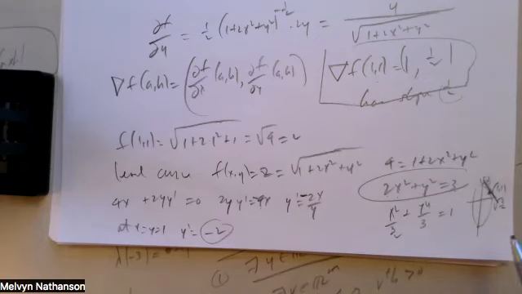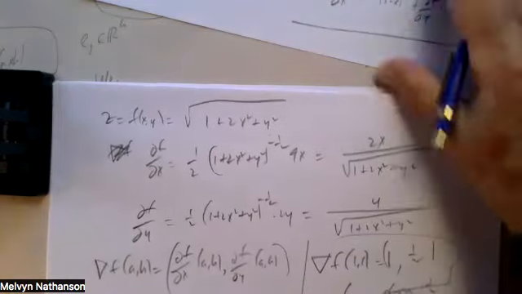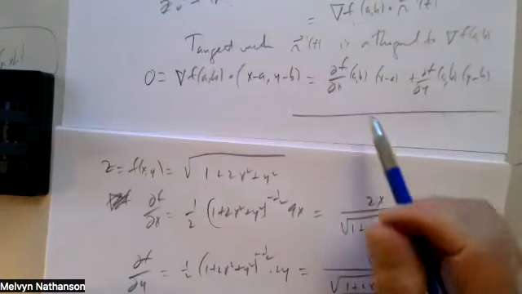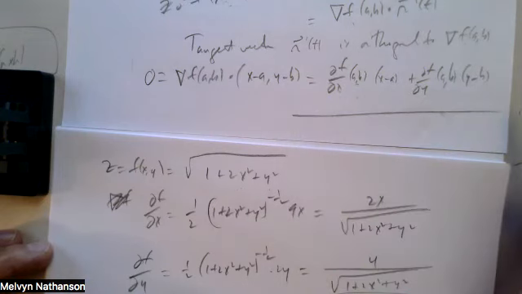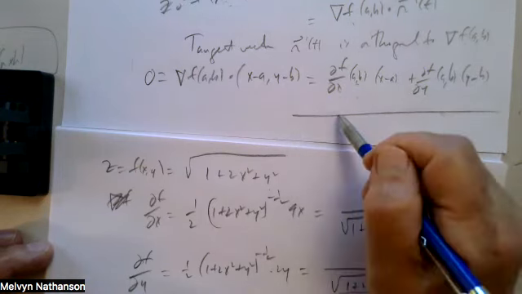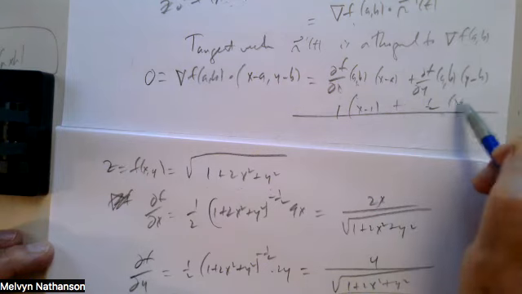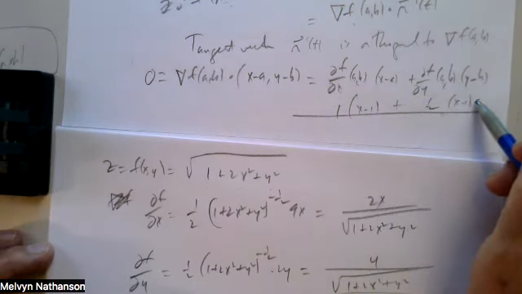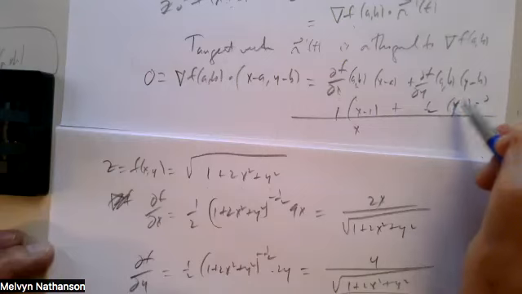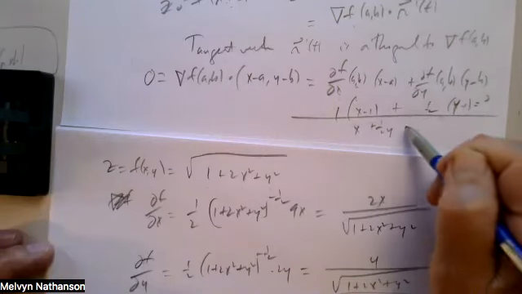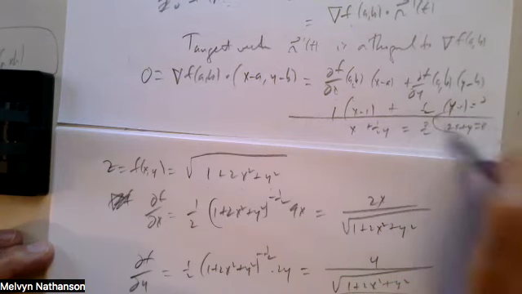What is the equation of the tangent line? The equation of the tangent line is, here was the formula: the partial of f with respect to x at (1, 1), well, the gradient was 1, this is 1, and this is a half. And this is x minus 1, and this is y minus 1, equals 0. That means x plus a half y equals 1 plus a half equals 3 halves, or 2x plus y equals 3.